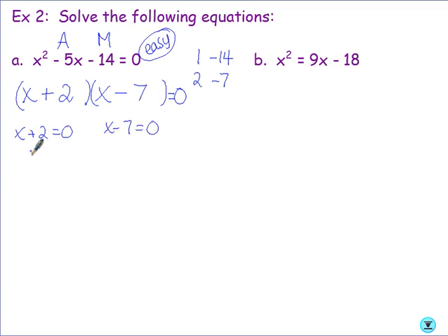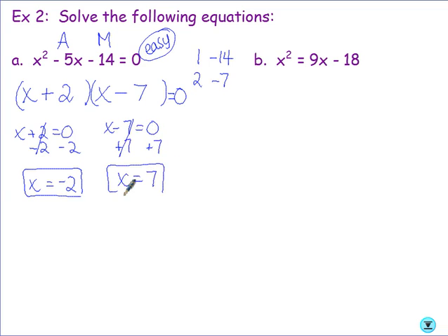I need to solve this equation. I'm going to subtract 2. I get x equals 0 take away 2, which is negative 2. This one, I need to add 7. I'm left with x equals 0 plus 7, which is 7. So that's that extra step after factoring. So let's take a look at B.